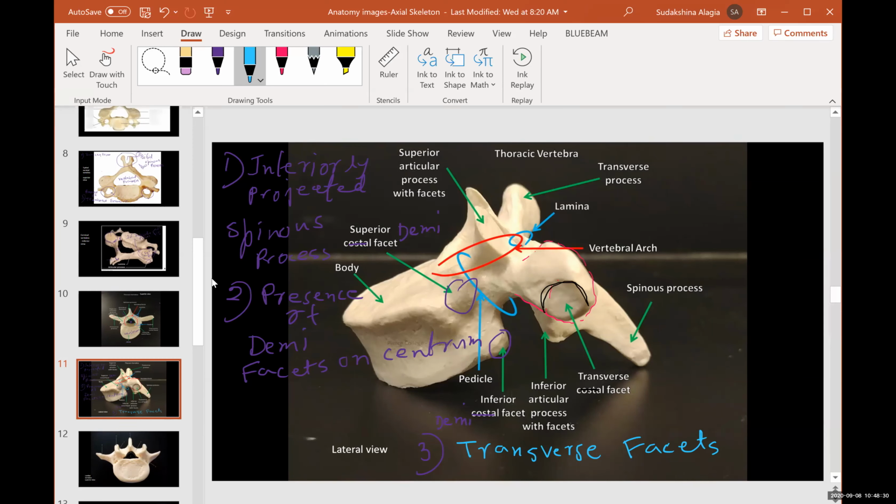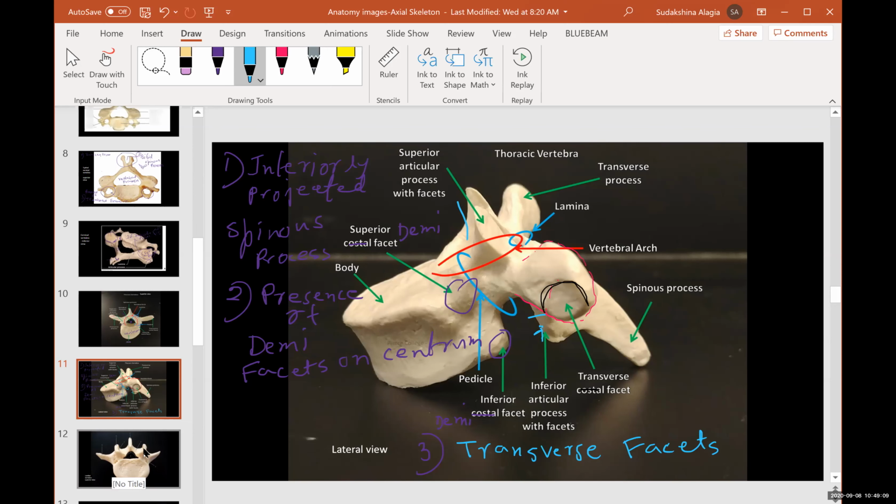Transverse facets, one on each transverse process. The rest of it you can see: superior articular process, superior articular facet, inferior articular process, inferior articular facet. So three features of the thoracic vertebra that are unique: inferiorly projected spinous process, demifacet because the ribs articulate here, and basically the ribs attach here and here. So transverse facet.